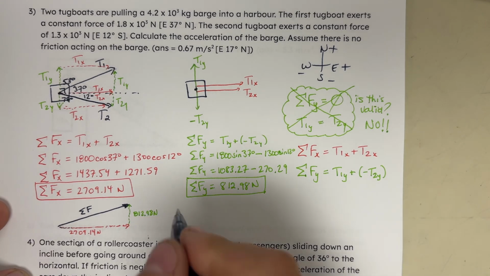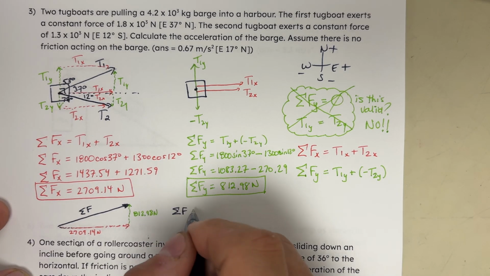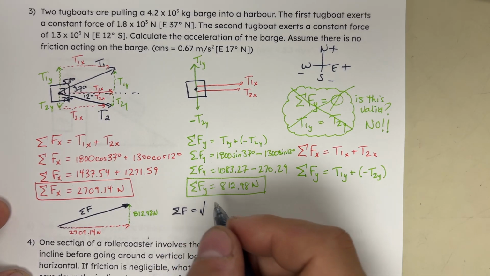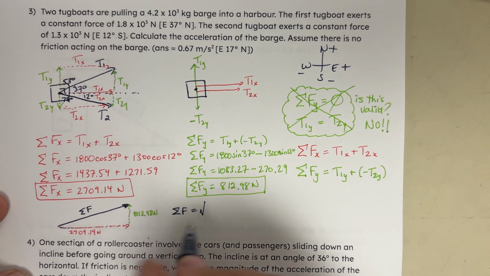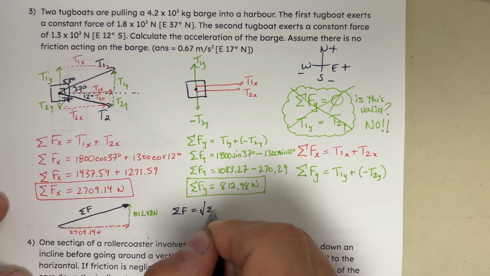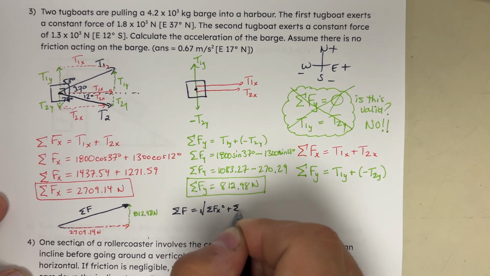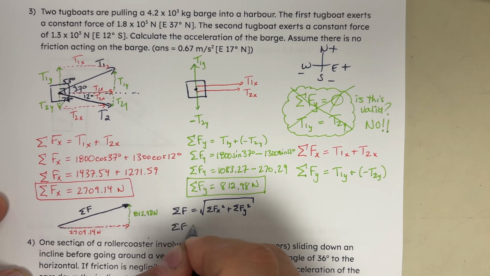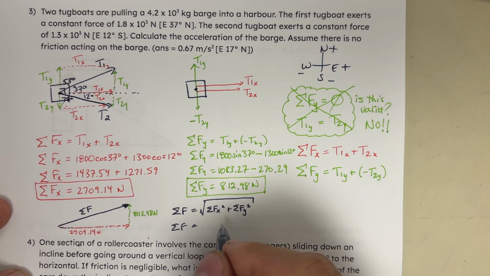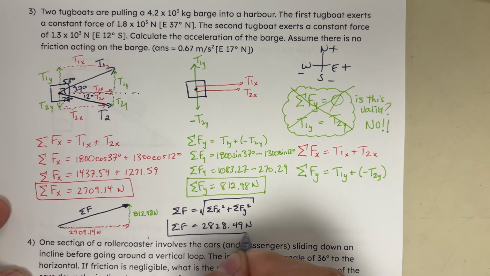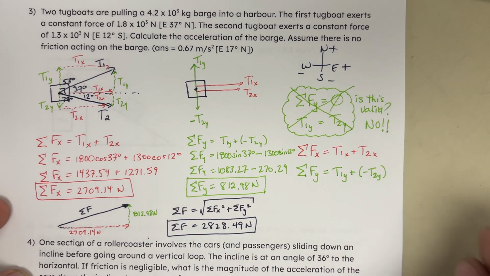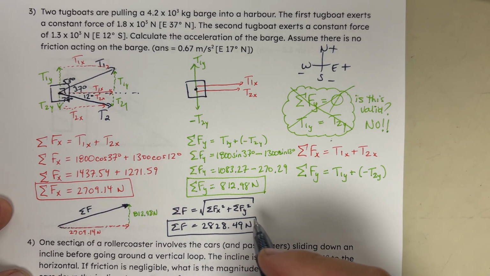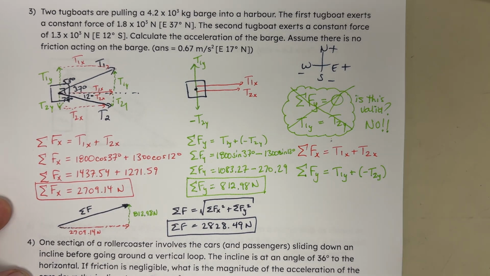Okay, so our F net is going to be the square root of the squares of the components here. And I'm just going to put these in. When I put all these in and get it, I'm going to get 2,828 and 49 newtons. So now I have my net, and what I need is I need to figure out my acceleration, because that's really what it's asking for.